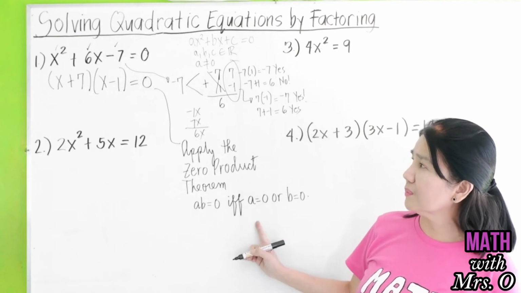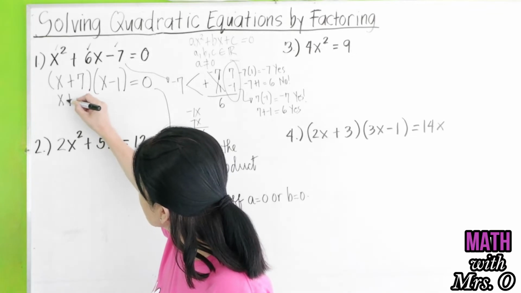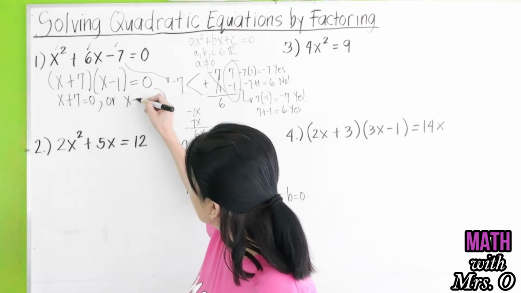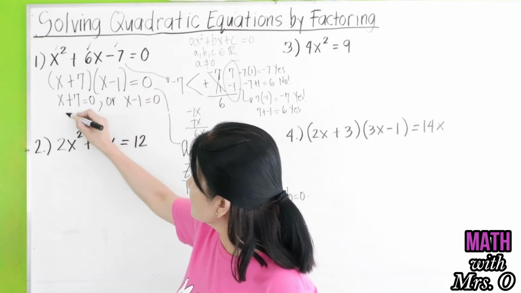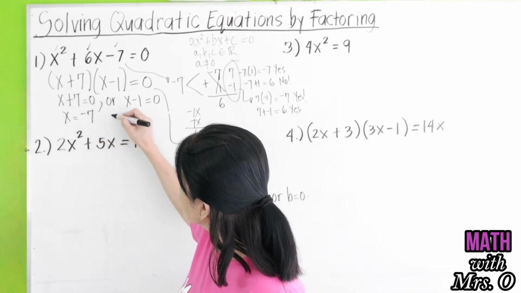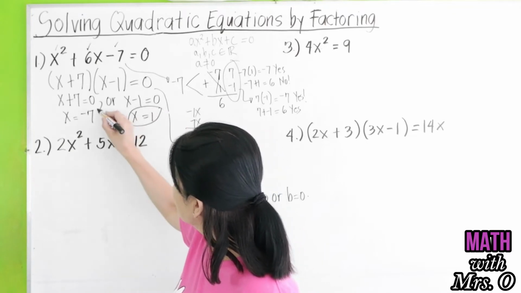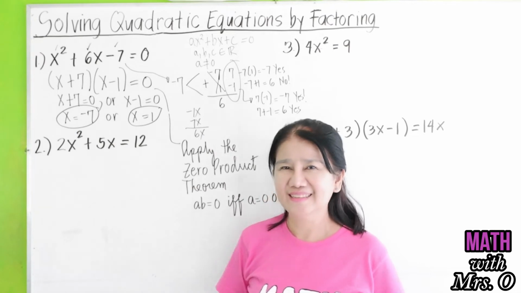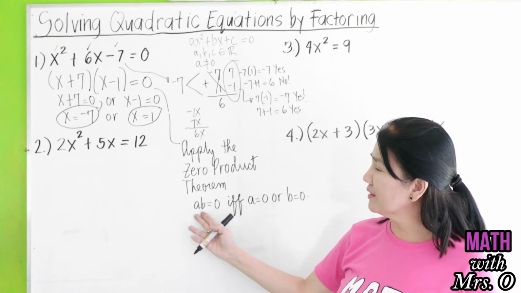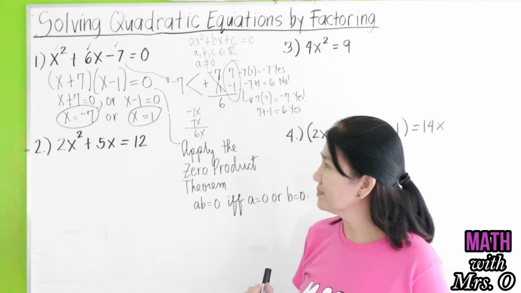So applying the zero product theorem, we can now have x plus 7 equals 0 or x minus 1 equals 0. Solve for x by transposing 7 to the other side. X is negative 7 or x is equal to 1. There are your answers. So always remember the zero product theorem. If a product is equal to 0, then one of the factors is equal to 0.